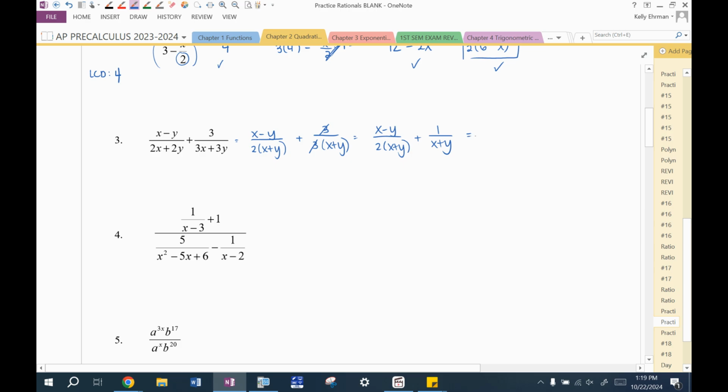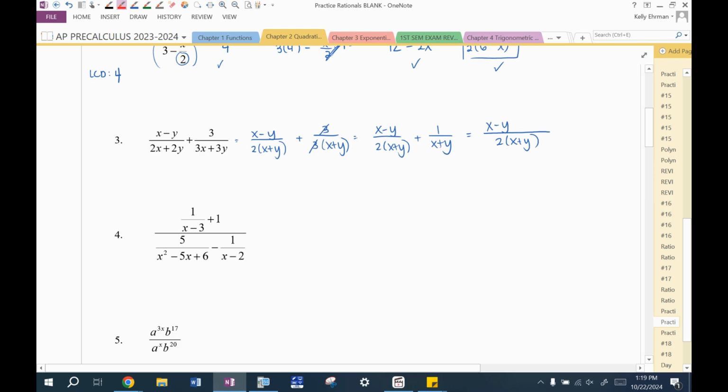So now I need a common denominator. So the first fraction has 2 times x plus y, and the second fraction has nothing different. So that is the common denominator. The first fraction does not need to get multiplied by anything to have the common denominator, so I'm just going to copy it down, x minus y.